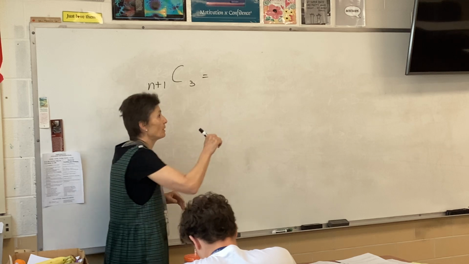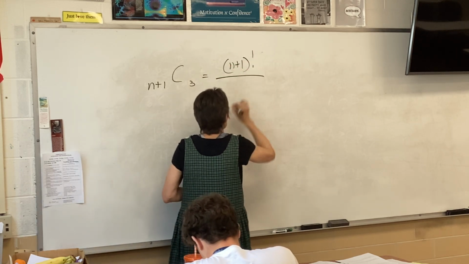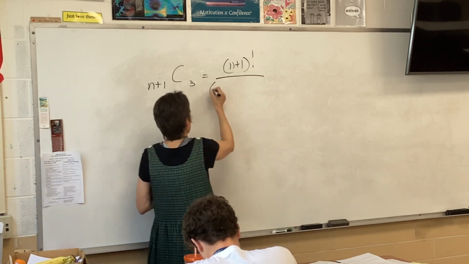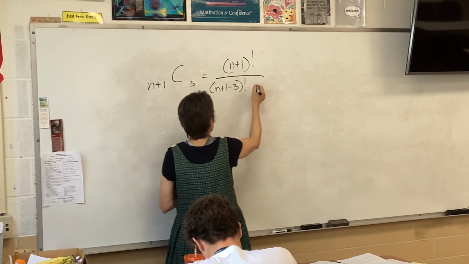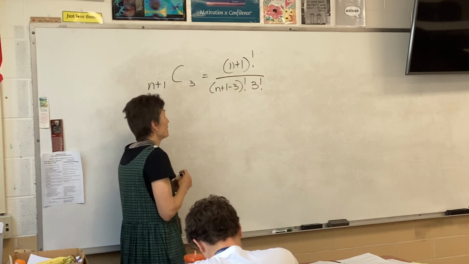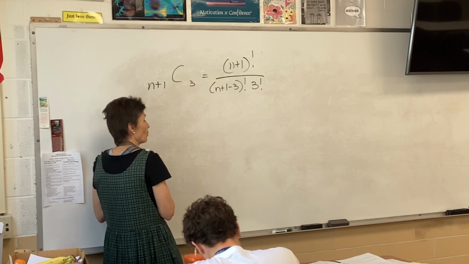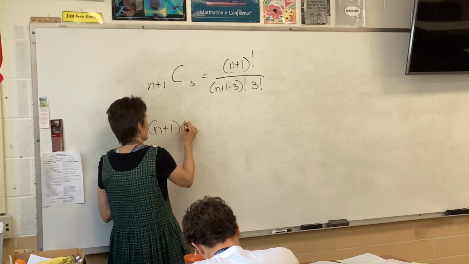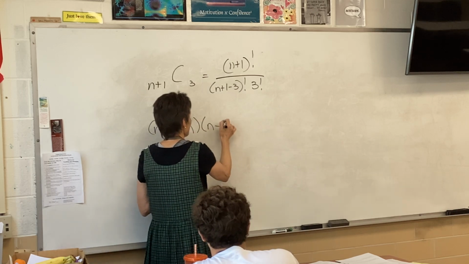N plus 1 factorial goes on the top, and then what goes on the bottom? This is a C problem. So N plus 1 minus 3 factorial and 3 factorial. Can we just leave it like that? No. So N plus 1 factorial means what? N plus 1 times N times N minus 1.